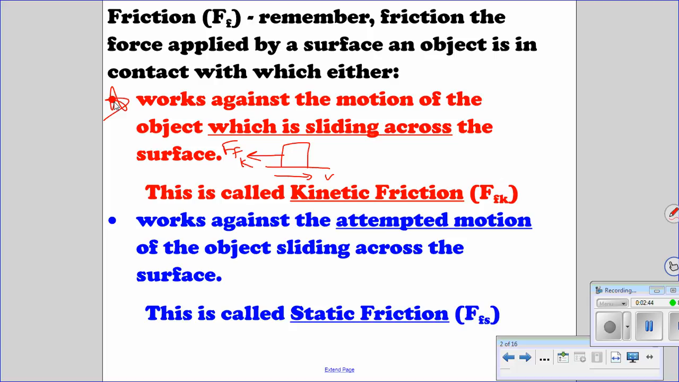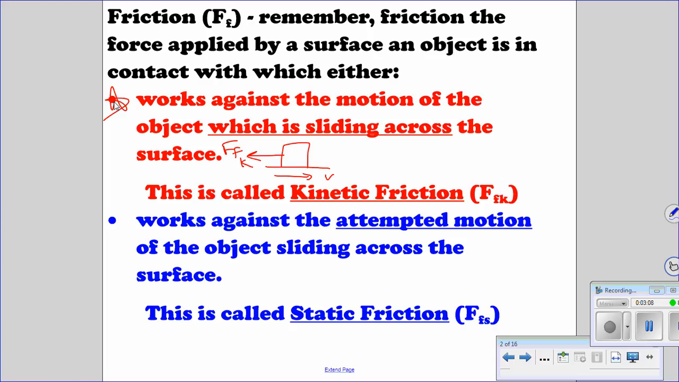Okay, now, sometimes friction doesn't act against an object which is sliding, it acts against an object that is attempting to slide. For example, this table here, if I push on it with a little bit of force, it still doesn't move, right? Well, what's preventing it from moving? There's got to be something preventing it from moving. Otherwise, it would be moving that way, right? It would be accelerated. Okay?